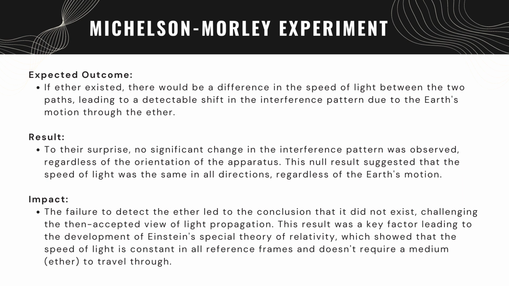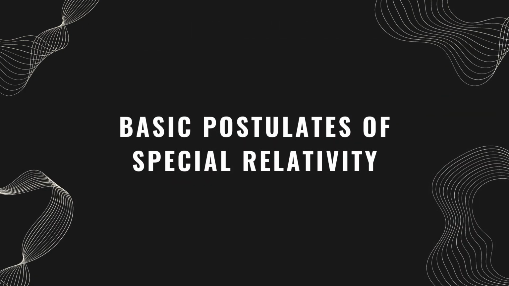Impact. The failure to detect the ether led to the conclusion that it did not exist, challenging the then accepted view of light propagation. This result was a key factor leading to the development of Einstein's special theory of relativity, which showed that the speed of light is constant in all reference frames and doesn't require a medium to travel through. Einstein formulated the special theory of relativity based on two simple but revolutionary postulates.